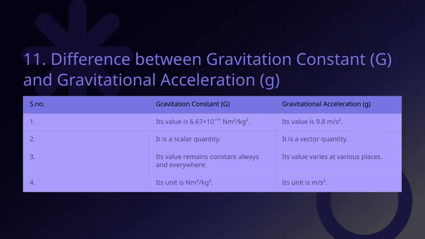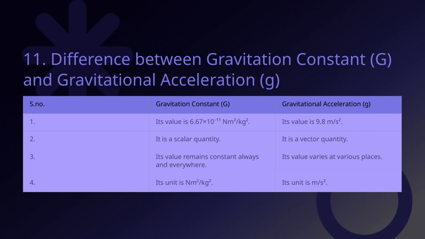Let's take a closer look at the differences between the gravitation constant, G, and gravitational acceleration, g. Starting with G, its value is 6.67 × 10^-11 N m²/kg².